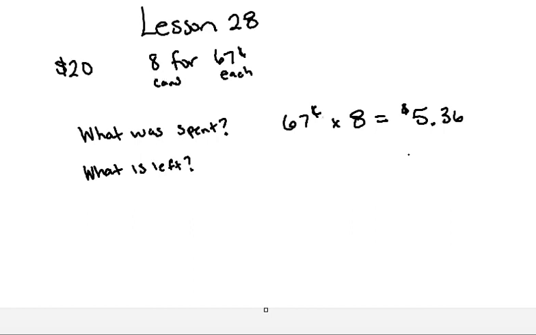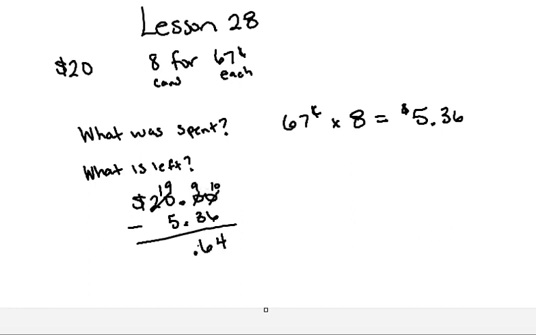Now we want to find out how much is left. So we're separating. We're taking her $20 and we're going to subtract the $5.36. We're going to turn this into 19. This will be 9 and this will be 10. 4 and 6. 19 minus 5 is 14. So she has $14.64 left.